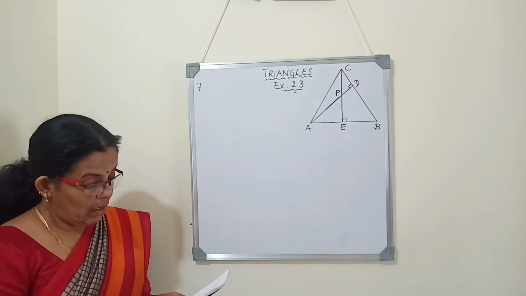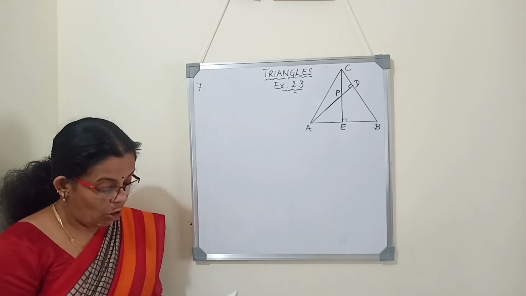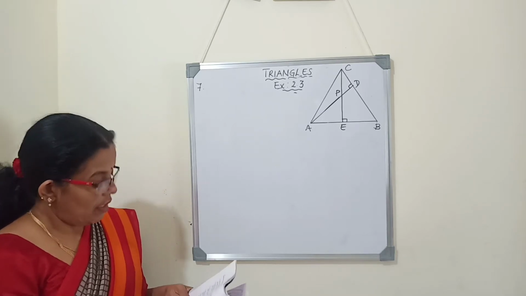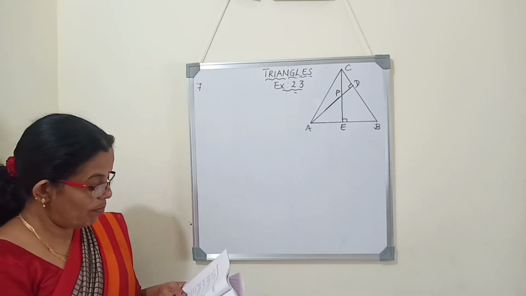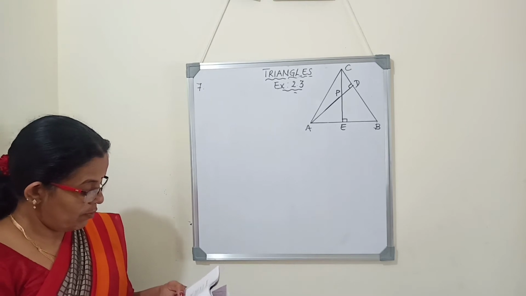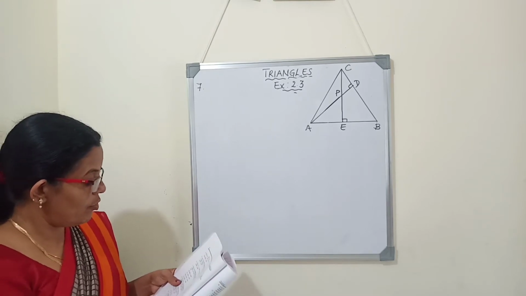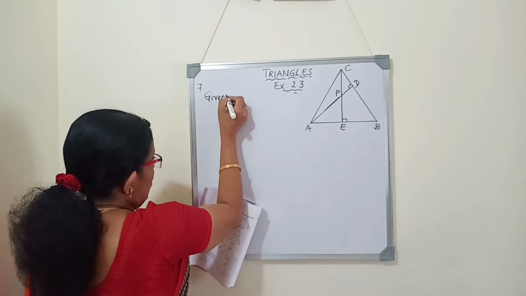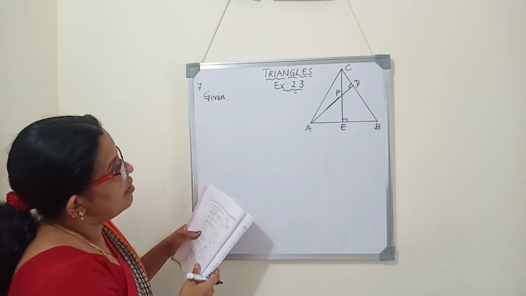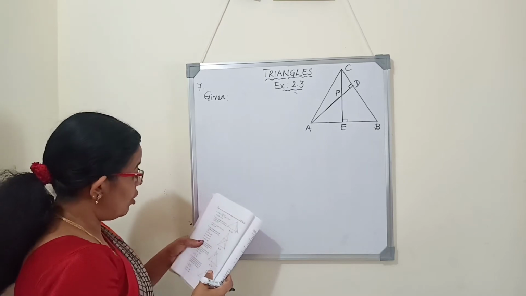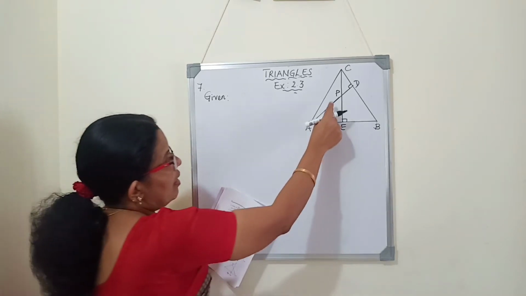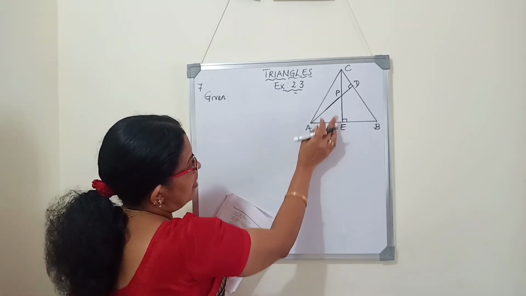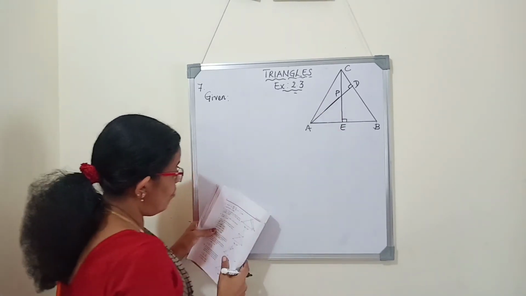Seventh question. In the given figure, altitudes AD and CE of triangle ABC intersect each other at a point P. Show that four sets of triangles are similar, we have to prove. So here it is given that AD and CE are the altitudes of triangle ABC. They intersect at a point P. So you can write AD and CE are the altitudes intersecting at a point P.